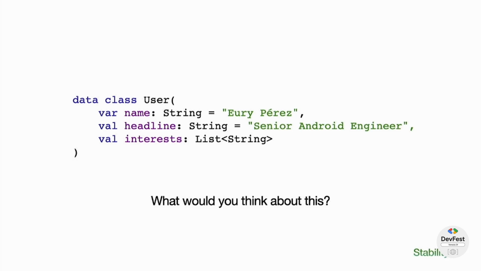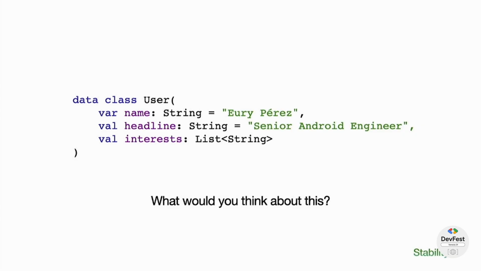But let's see. Now we have the interest. We added another thing, right? And so sorry, I forgot. Imagine that here, this is val, right? I forgot to change it. But now we have two vals, right? Three vals and a list.